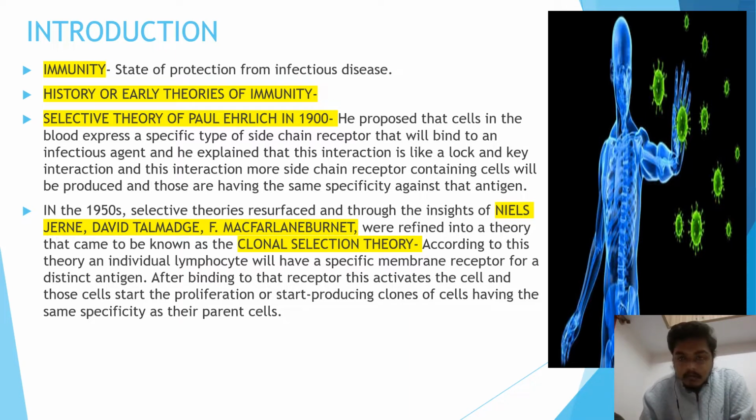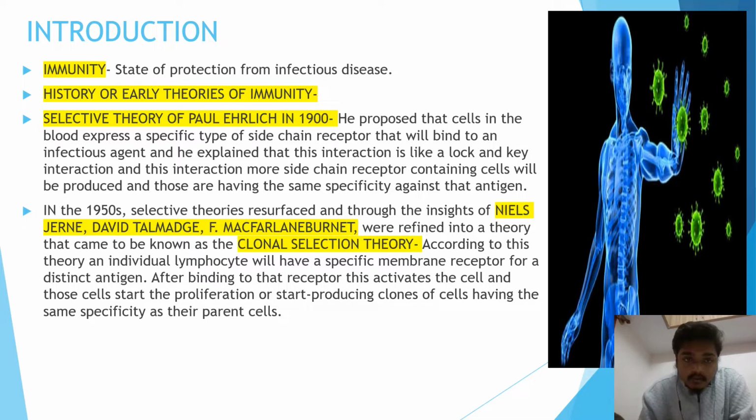This immunity is the system present in our body that helps to protect our body from foreign pathogens, foreign infections like bacteria, viruses, anything it can be. So this is the immunity definition. The concept of the immune system was first discovered by Paul Ehrlich in the year 1900, and the selective theory is the main theory behind that.